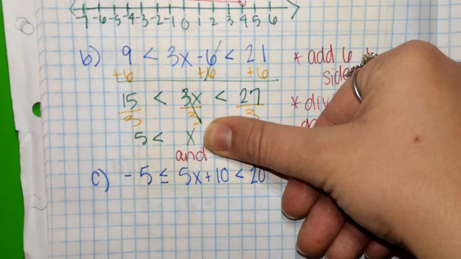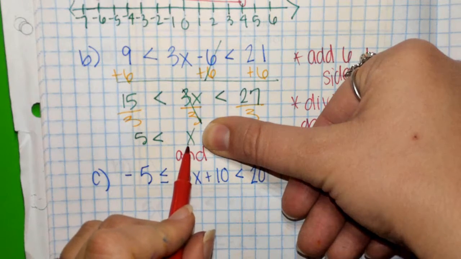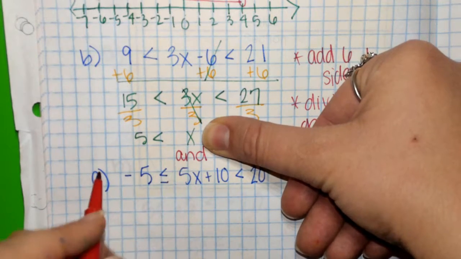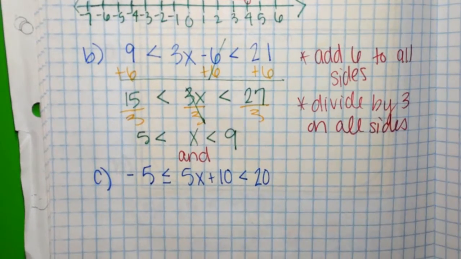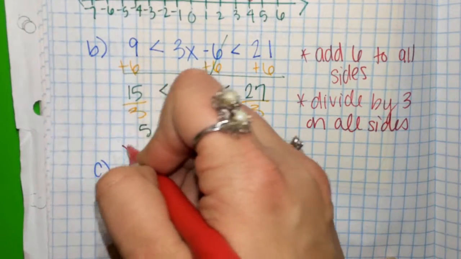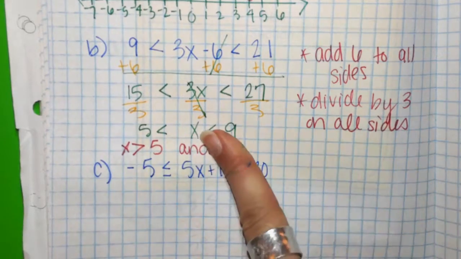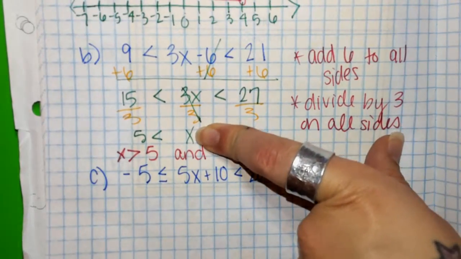Would we flip the whole thing? If we write it with the variable first, what do we have to do? X is greater than 5. So you have to flip everything over. So flip everything over and write x is greater than 5.